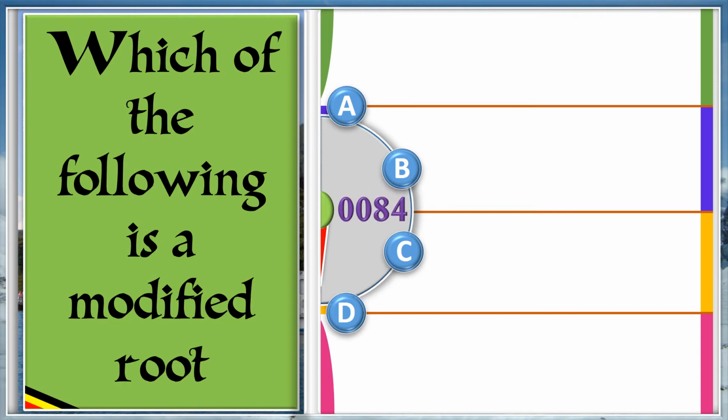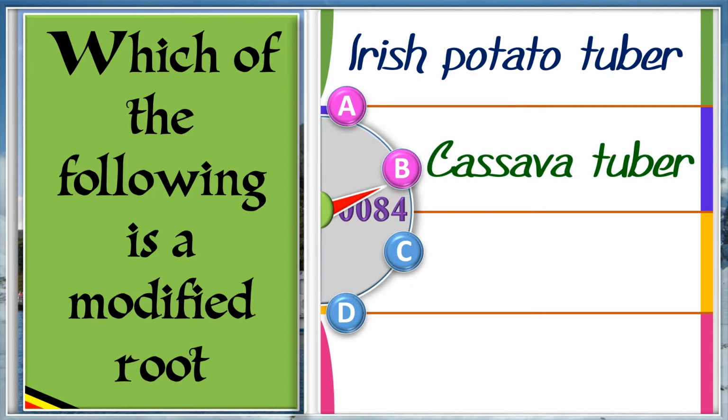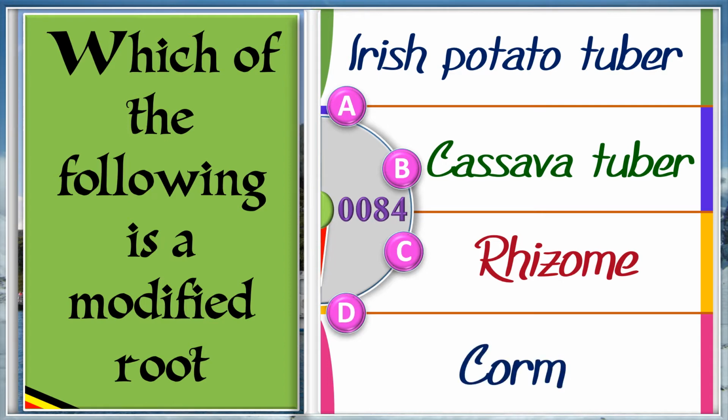Which of the following is a modified root? A. Irish potato tuber. B. Cassava tuber. C. Rhizome. D. Corn. And the answer is B. Cassava tuber.